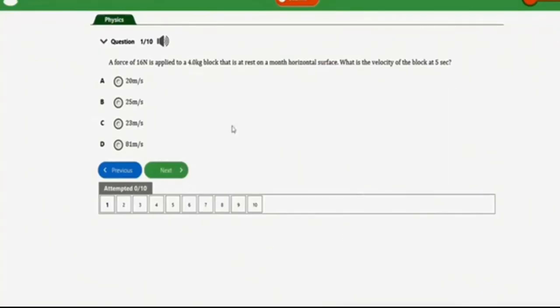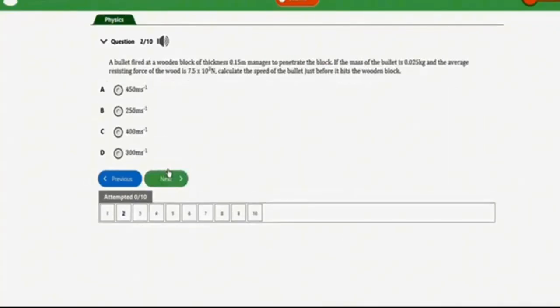The next repeated question we're going to solve is this. It says a bullet fired at a wooden block of thickness 0.15 meter manages to penetrate the block. If the mass of the bullet is 0.025 kilogram, the average resisting force of the wood is 7.5 times 10 to the power 3 Newton. Calculate the speed of the bullet just before it hits the wooden block. Now we're looking for the velocity.